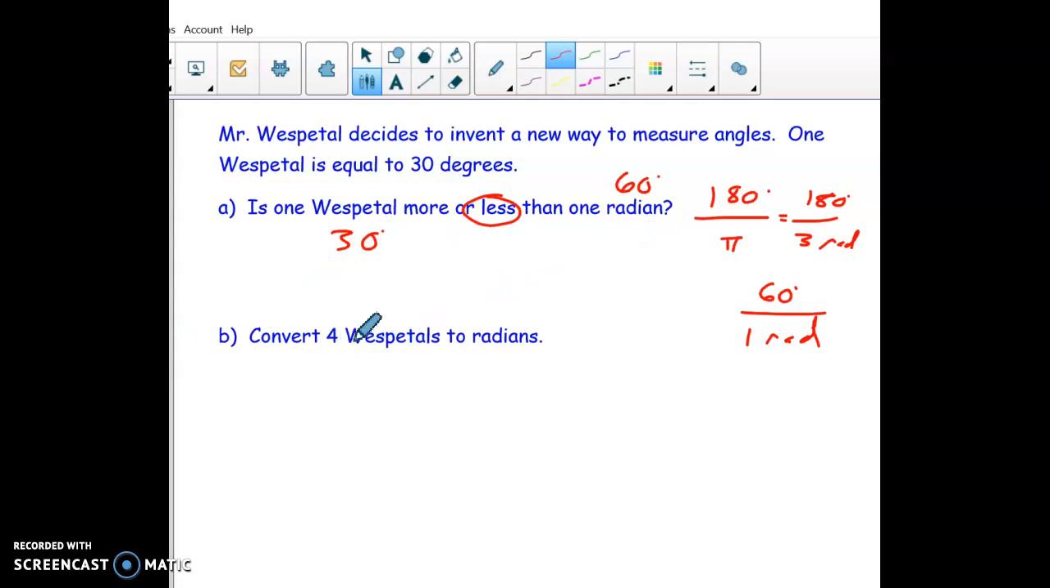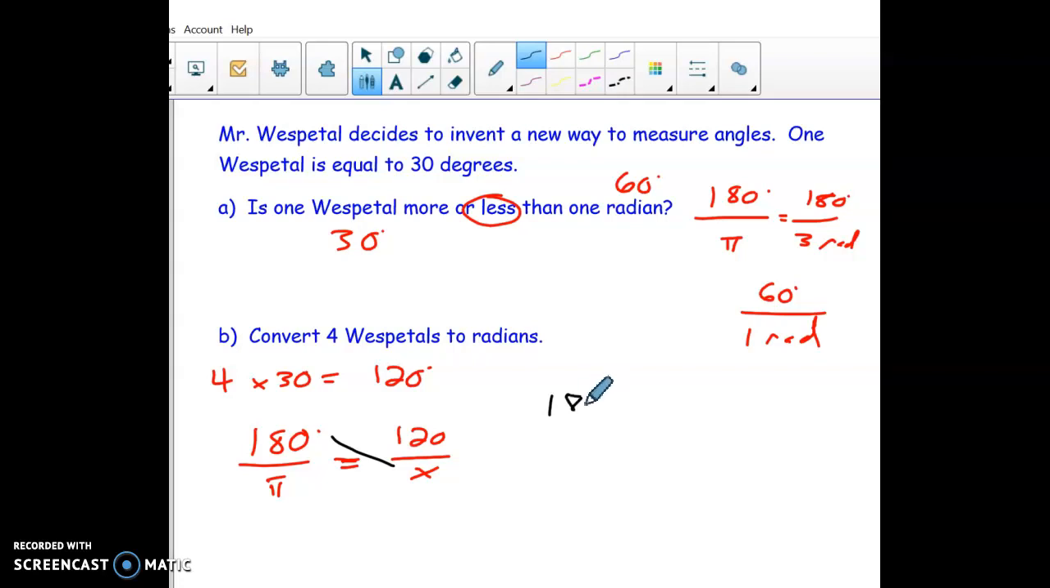All right, so if I had to convert Westpitals to radians, I would just take 4 Westpitals times 30 degrees each. So that would be 120 degrees. And then I would convert that to radians. I know that it's 180 degrees for pi radians, so I would put 120 degrees here and x radians and then just convert. Doing our cross products, I have 180 times x equals 120 times pi.